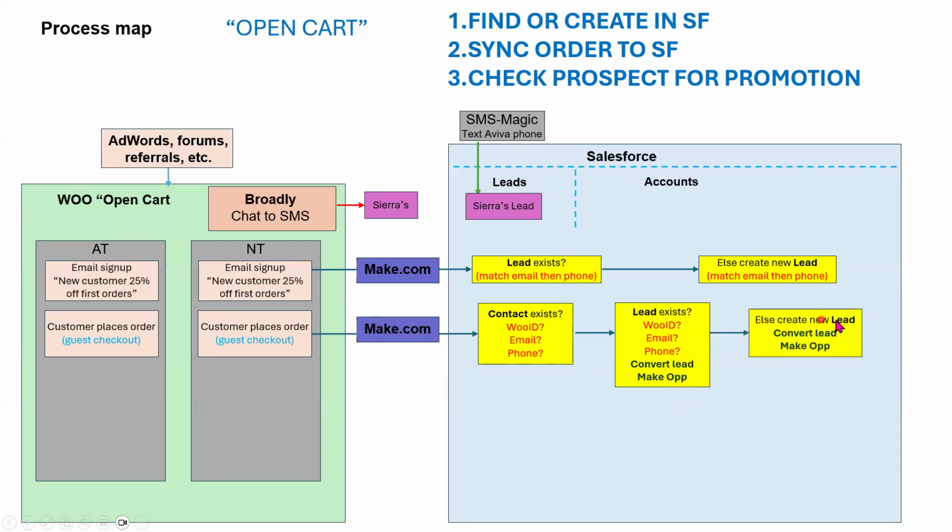Then finally, if it can't find them as a contact, can't find them as a lead, it has to assume that they don't exist in Salesforce. So it will create a new lead and it will convert that lead and it will make the opportunity under that.